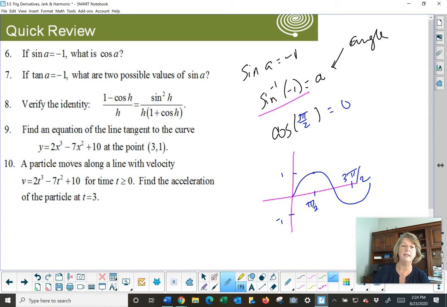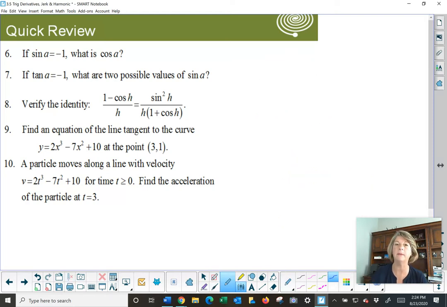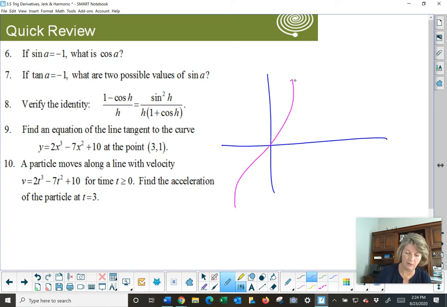Tangent of A equals -1. What are two possible values for the sine of A? Okay, tangent of A equals -1. All right, so tangent, got to think about what tangent looks like. I'm looking for the erase button. Tangent, its graph is something like this, where we have dotted lines because we've got asymptotes at pi over 2 and 3 pi over 2. Whoops, not there. How about negative pi over 2? And it hits -1 about there.